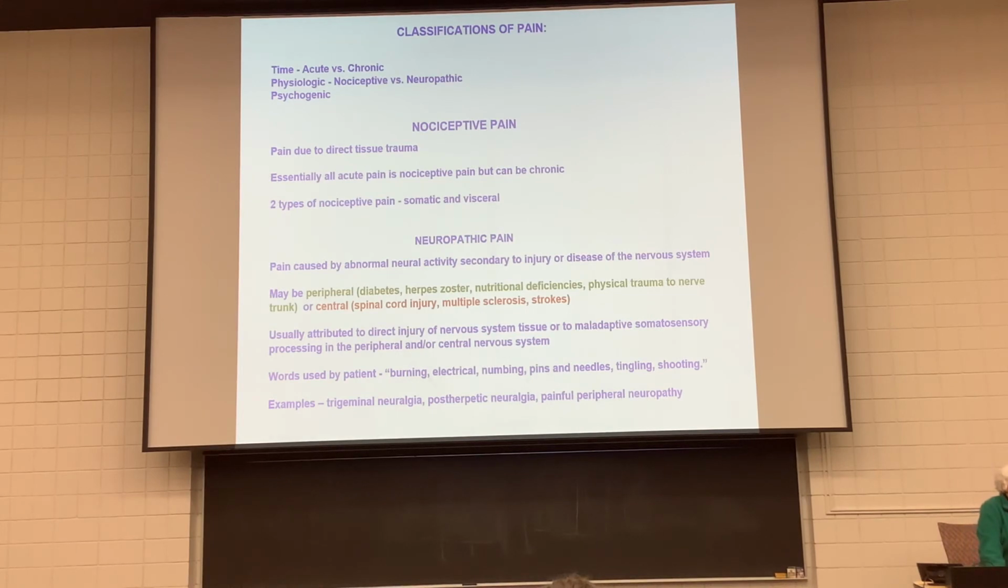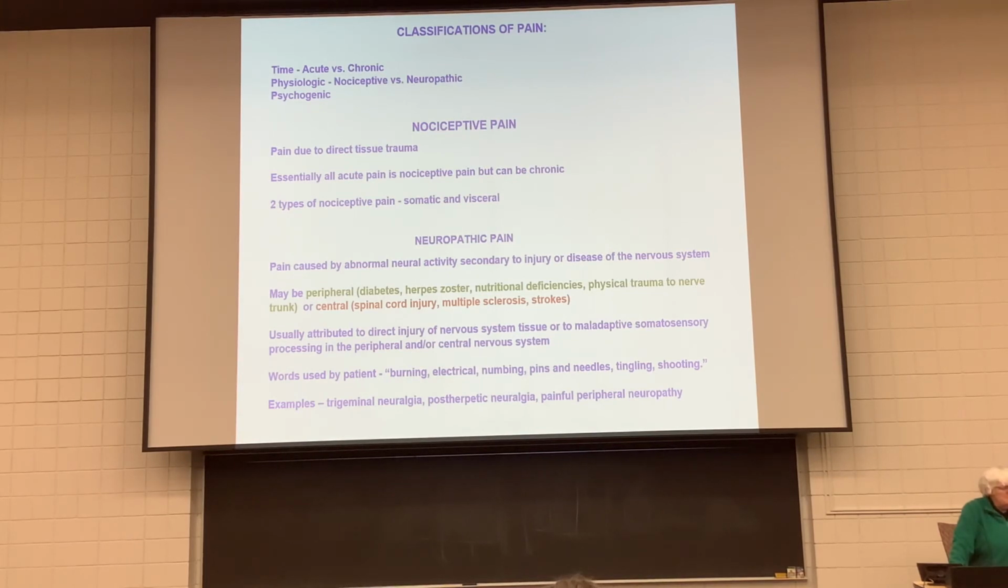So, nociceptive pain, direct tissue trauma. All acute pain is, this is another terminology, nociceptive versus neuropathic. Acute pain is basically nociceptive. It's what's happening at the level of the tissue trauma itself. Noci refers to, again, pain, ceptive, receiving. So we're receiving painful inputs in the periphery, and you can have somatic and visceral, as we know.